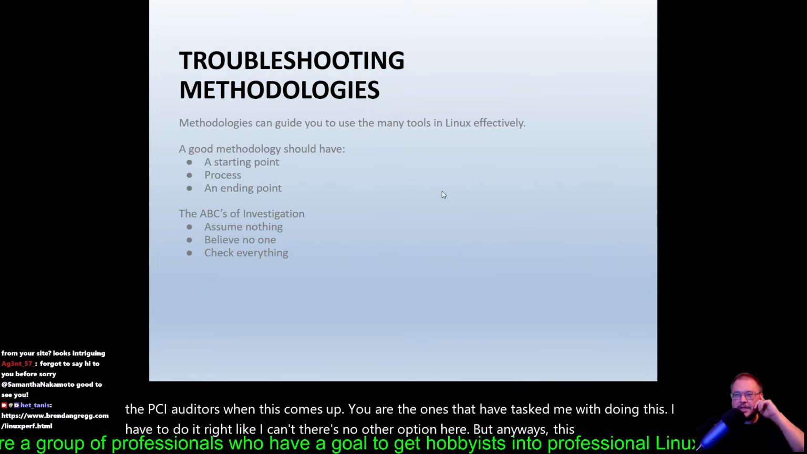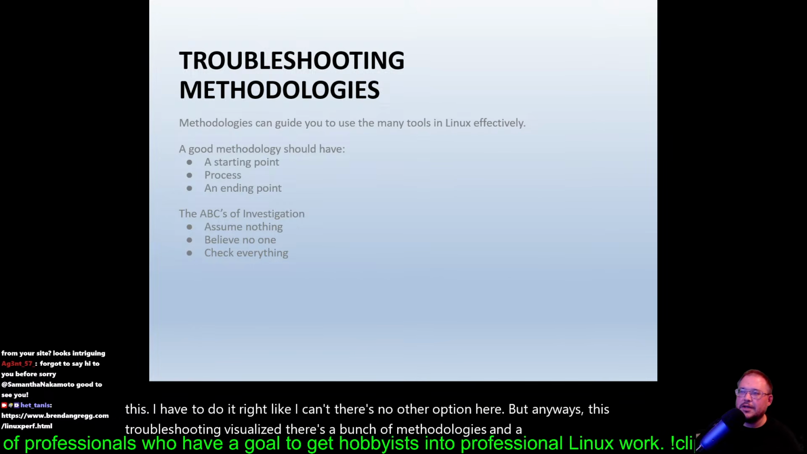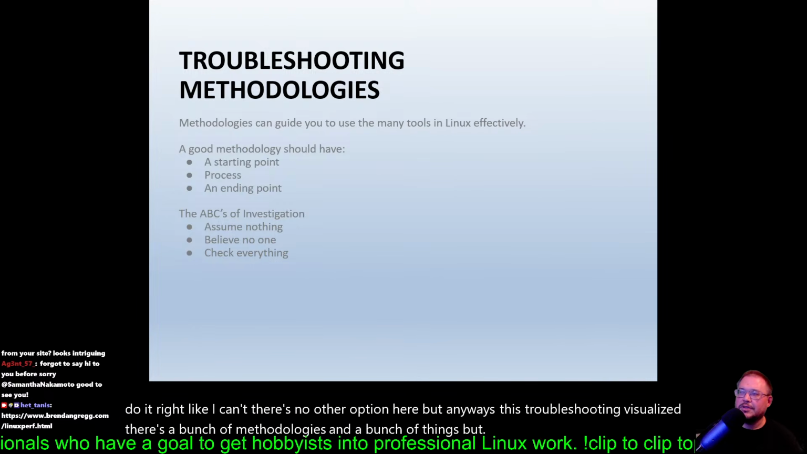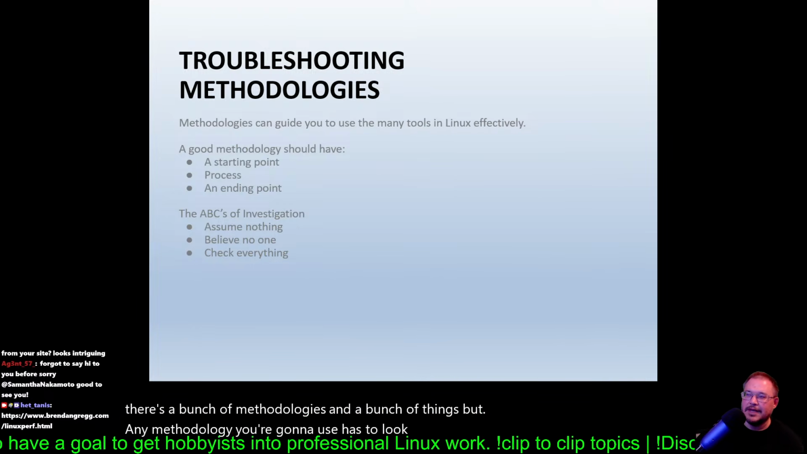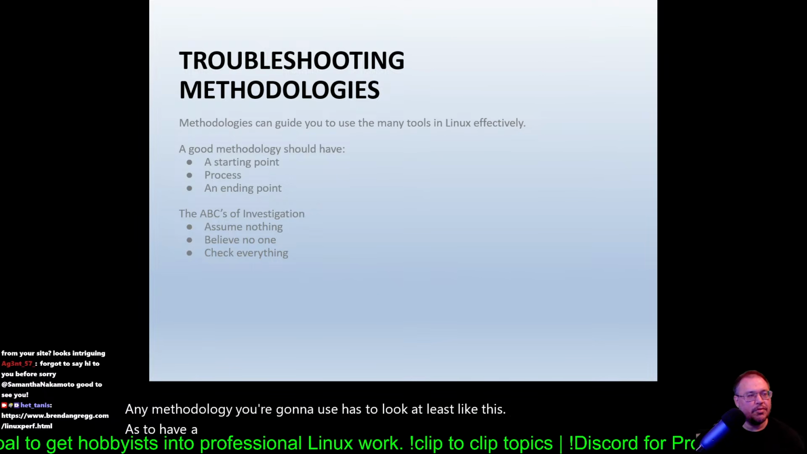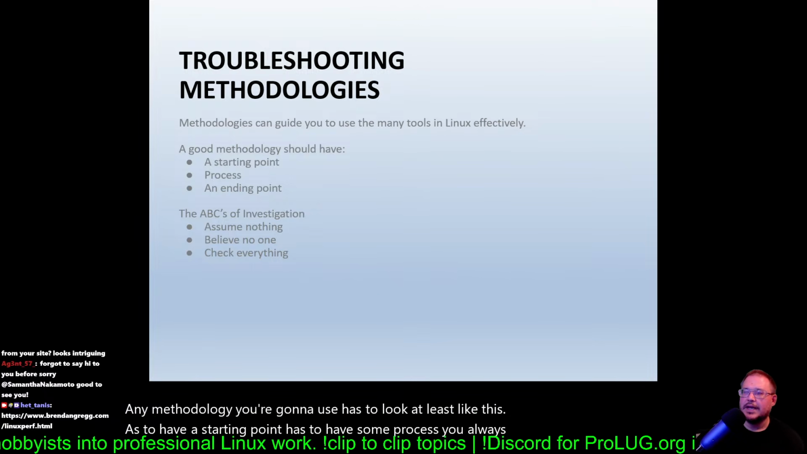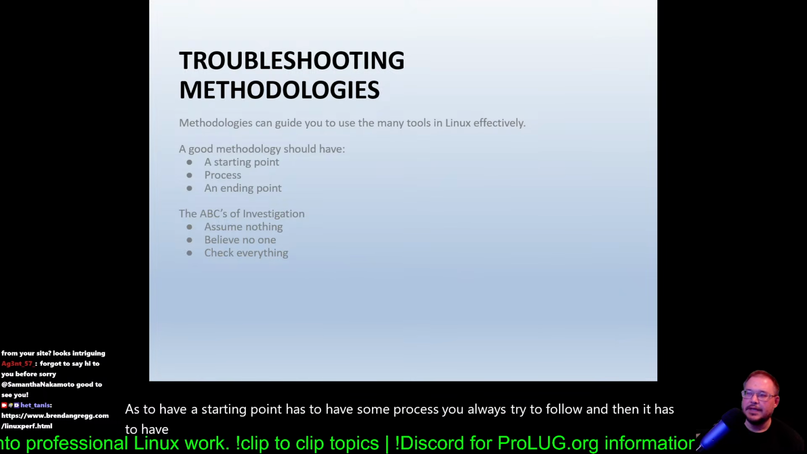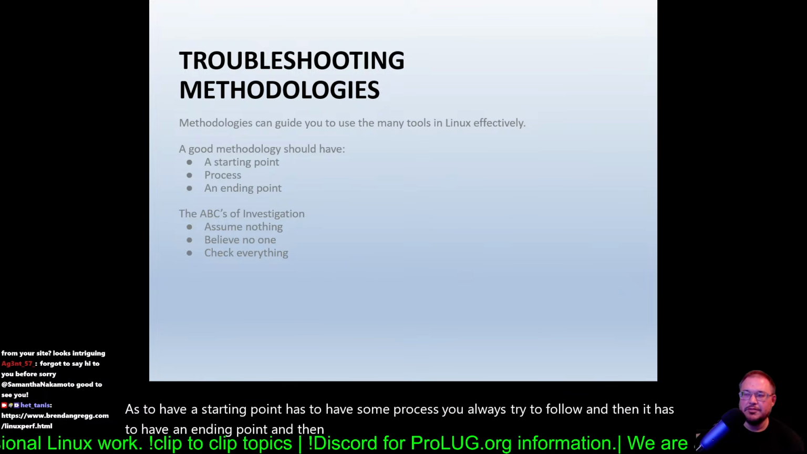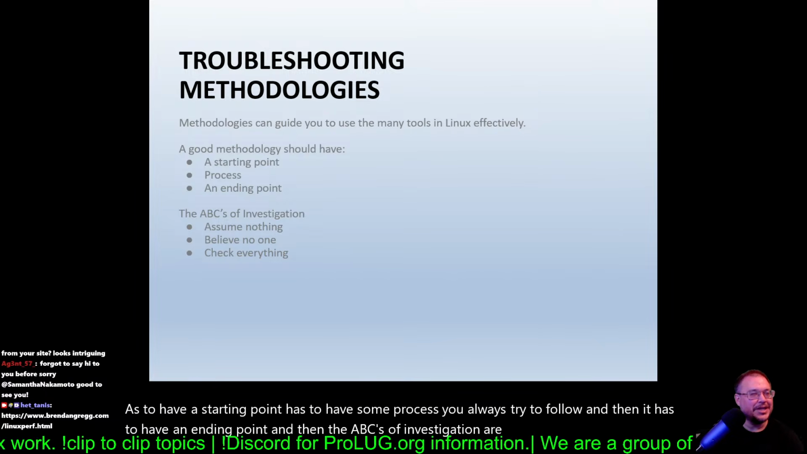There's a bunch of methodologies and a bunch of things, but any methodology you're going to use has to look at least like this. It has to have a starting point, it has to have some process you always try to follow, and then it has to have an ending point. And then the ABCs of investigation are: assume nothing, believe no one, and check everything.